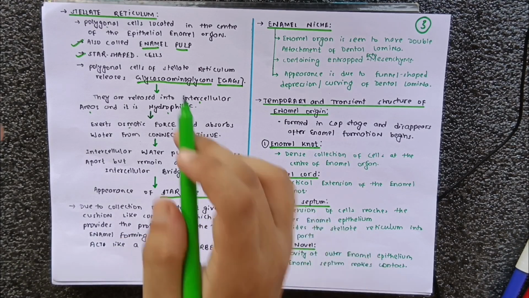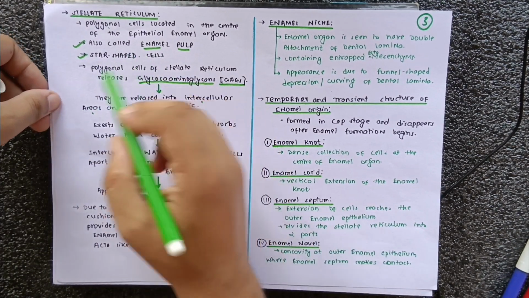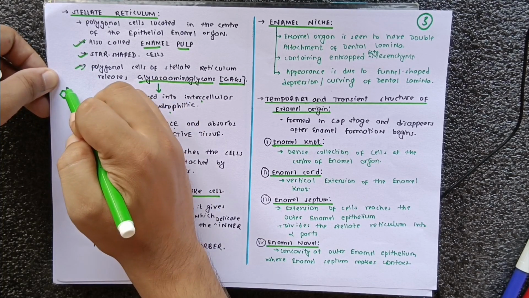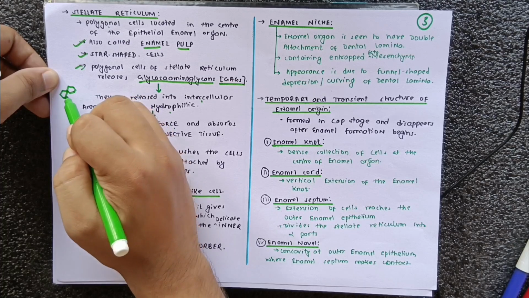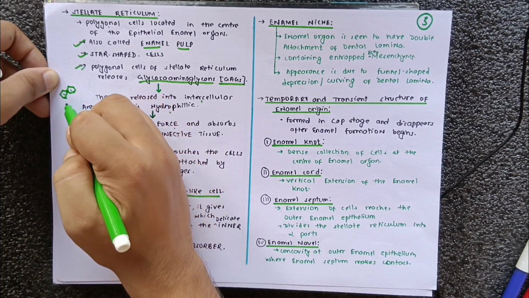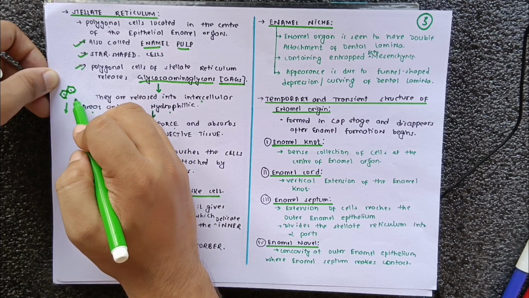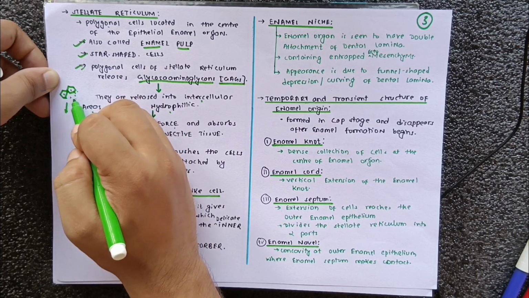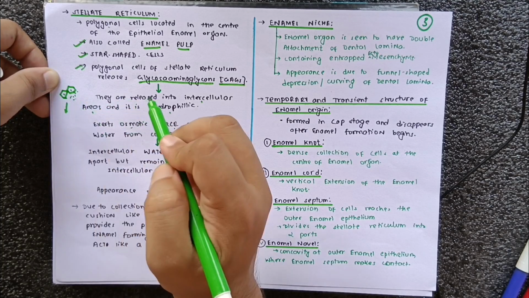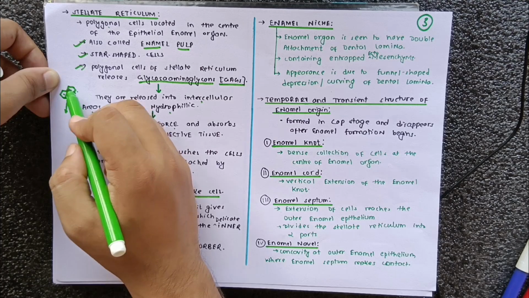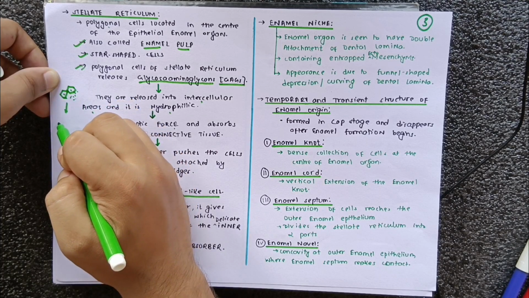The thing I wanted to explain here is very important to understand. Just think, these are polygonal cells. I am drawing two cells. This is a polygonal cell. Now what happens is that it releases GAGs into the intercellular space. Here the GAG is released, and that hydrophilic GAG absorbs water and compresses those cells. So it will be like this now.